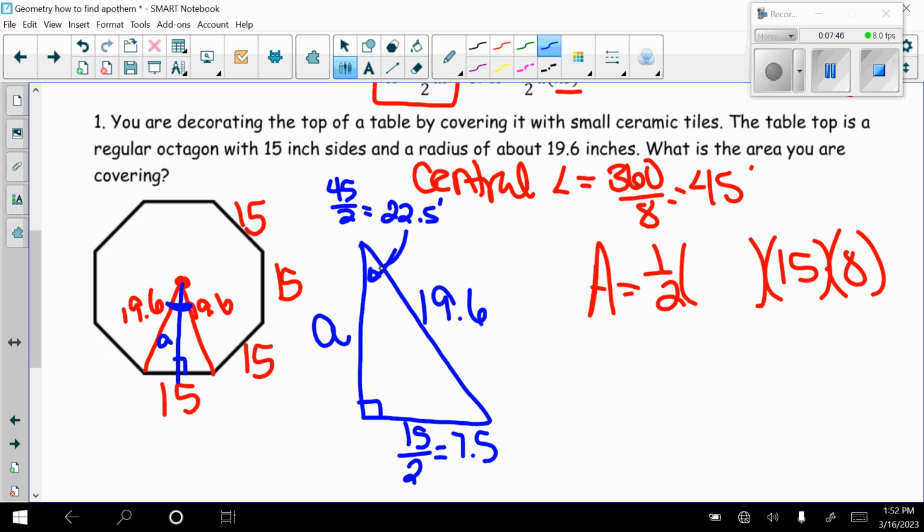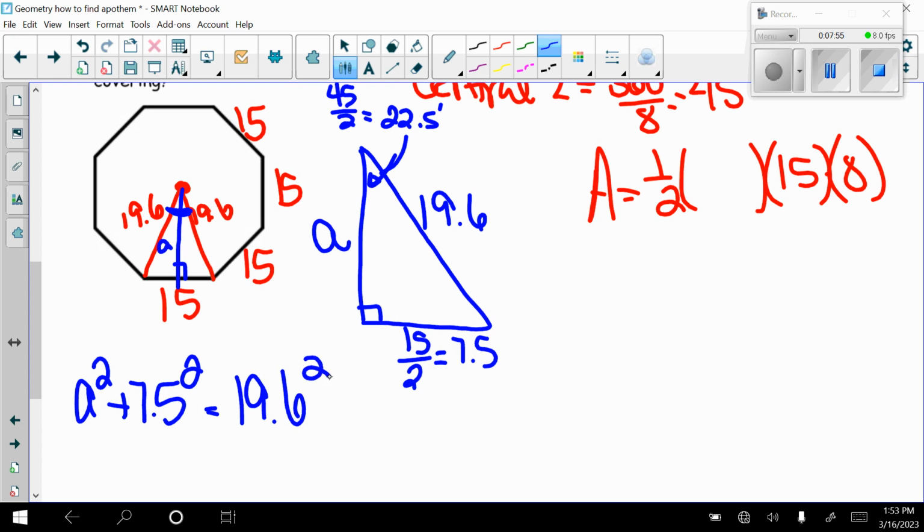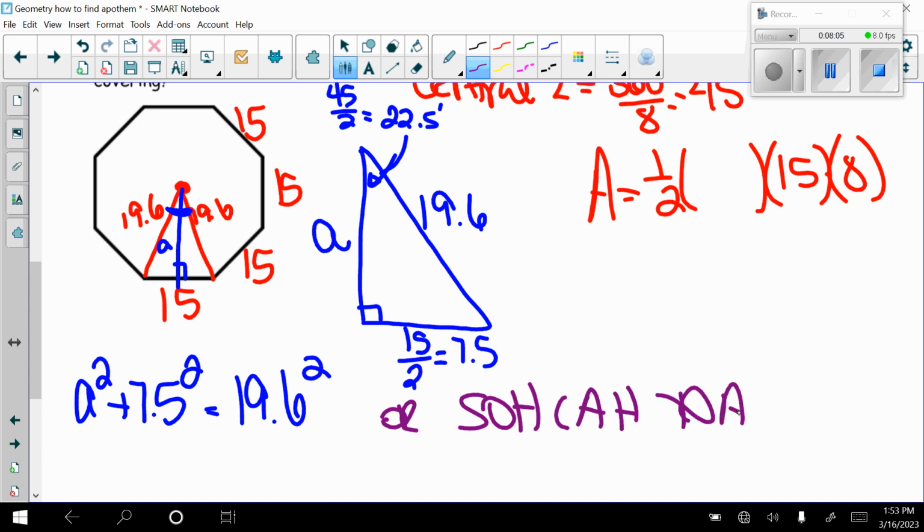So now I can either do a squared plus b squared equals c squared, Pythagorean theorem. So I could say a squared plus 7.5 squared equals 19.6 squared and solve, or I can do SOHCAHTOA. I prefer to do SOHCAHTOA. So I'm going to stand up here at this angle, 22.5. I'm looking for A, so I have my adjacent side, and I can use either of these, either the opposite or the tangent. I'm just going to use the hypotenuse. And so adjacent hypotenuse, that's cosine. So I'm going to say the cosine of 22.5 is equal to adjacent over my hypotenuse, 19.6.